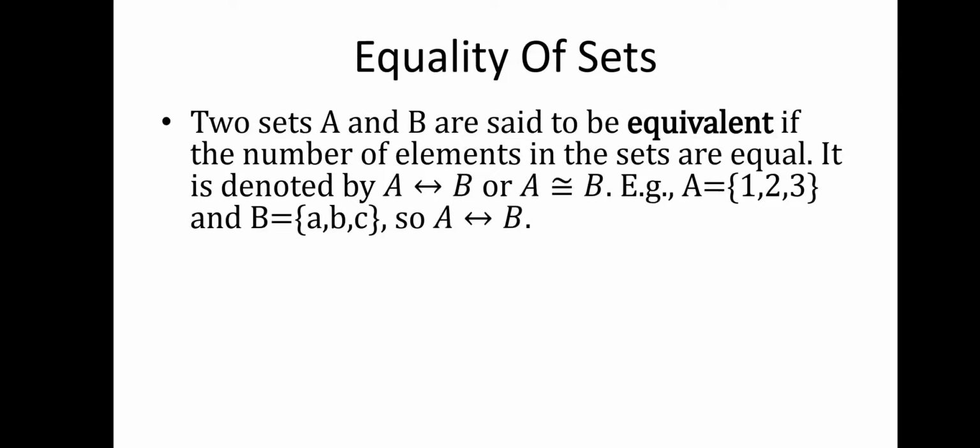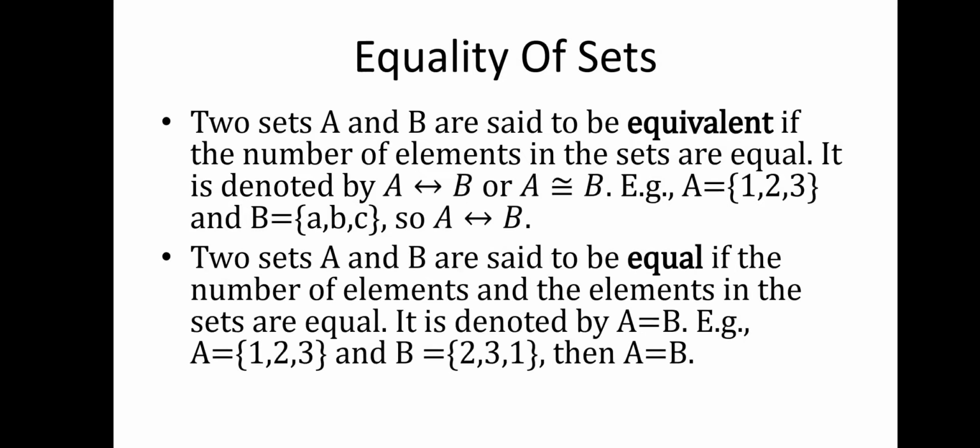So we can see, I have taken an example. A is {1, 2, 3}, B is {a, b, c}. Now obviously A has 3 elements, B has 3 elements, so they are equivalent. Fine. So equivalence is the equality of the number of elements, not the elements themselves. Be very careful, and you have a notation for it.